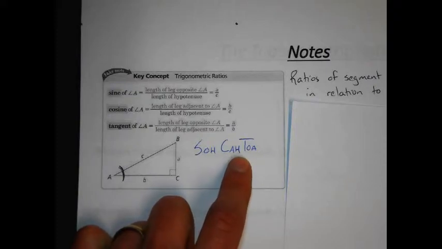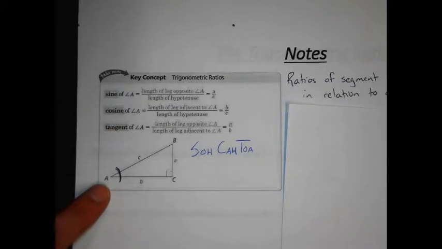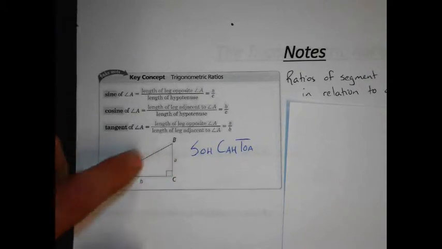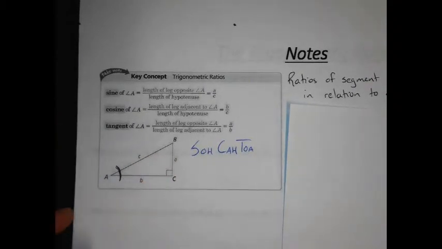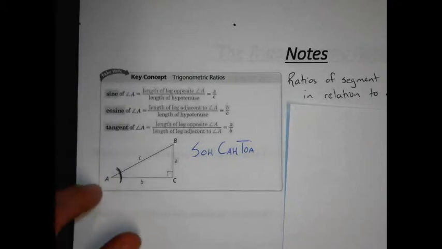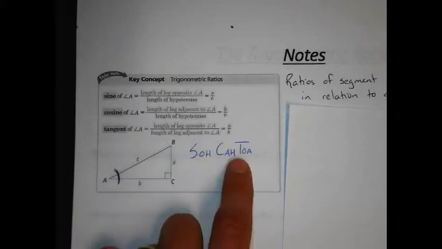And then lastly is the tangent of an angle. The tangent of an angle is the ratio of the opposite leg to the adjacent leg. So we don't need the hypotenuse for the tangent. Tangent is a very useful thing. So the tangent is the opposite leg to the adjacent leg.